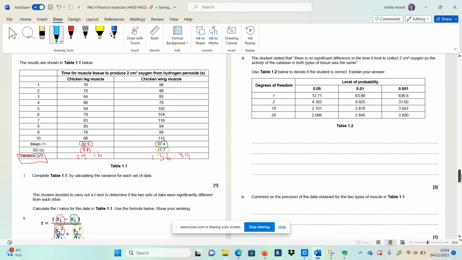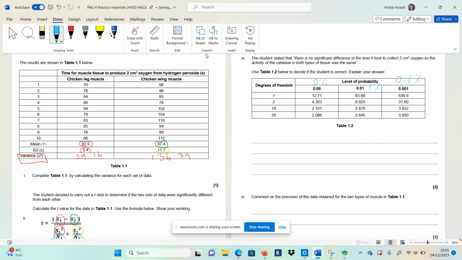Part 3, the student stated that there's no significant difference in the time it took to collect 2 centimetres cubed of oxygen, so the activity of the catalase in both types of tissue is the same. Use table 1.2 to decide if the student is correct. Explain your answer. Okay, so here we've got something called degrees of freedom and then levels of probability. So 0.05 is basically 5%, 0.01 is like 1%, 0.001 will be like 0.1%.